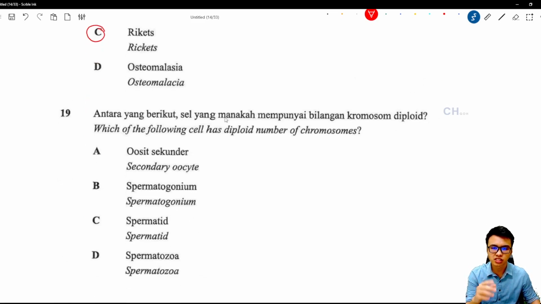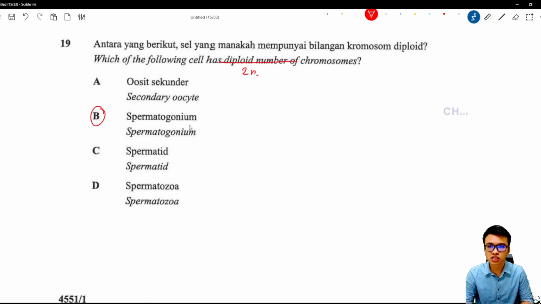Which of the following cells has a diploid number of chromosomes? Diploid, guys, diploid is 2n. This one you guys have to memorize, no choice. The answer here should be B, spermatogonium. Only spermatogonium is 2n because it hasn't undergone meiosis yet. After that, it will undergo meiosis and then become n. So the secondary oocyte, spermatids, and spermatozoa are n here, the haploid cells.